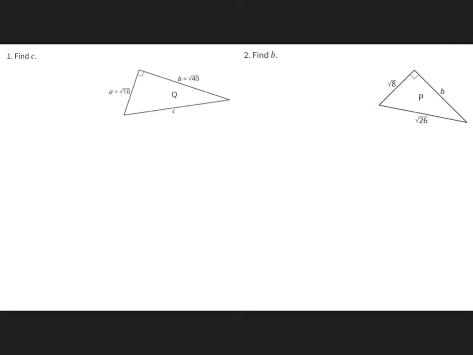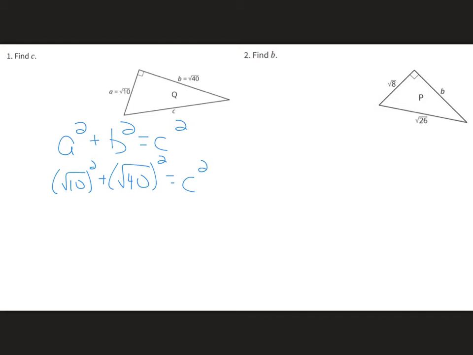So what we're going to do in general is we're going to write a squared plus b squared equals c squared. Yes, you're going to memorize that pretty quickly, but write it so that you plug the correct thing into the correct place. So a is the square root of 10, so the square root of 10 squared, plus b is the square root of 40, so the square root of 40 squared, equals c squared.